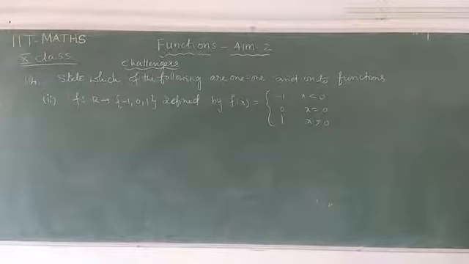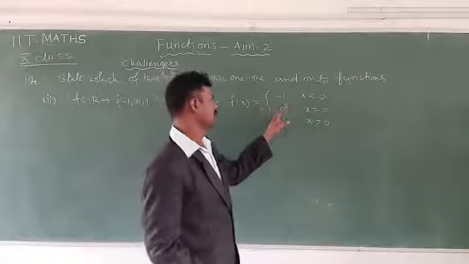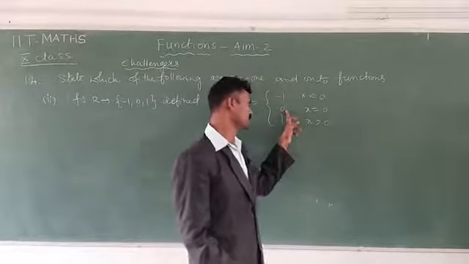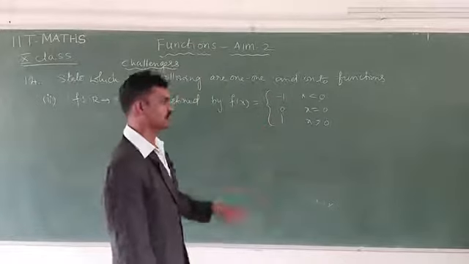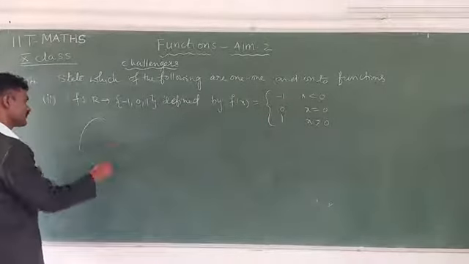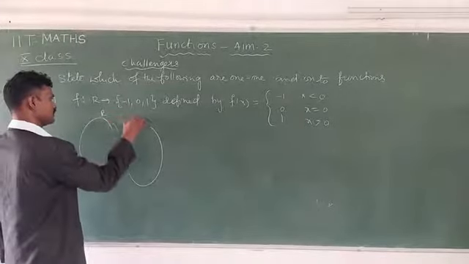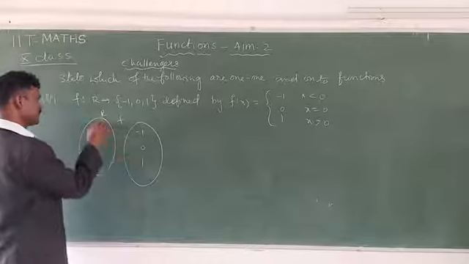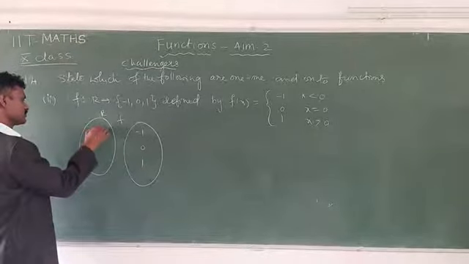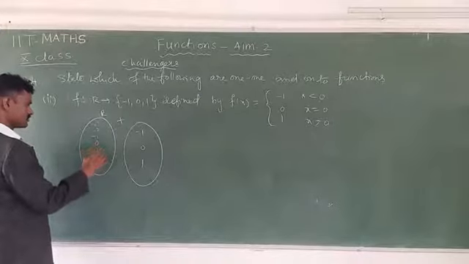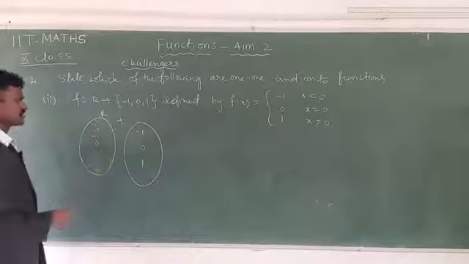Now see here, the second problem. f is a mapping from R to the set of minus 1, 0, 1 defined by f of x equal to minus 1 for x less than 0, 0 for x equal to 0, and 1 for x greater than 0. Now see here, by using a Venn diagram. This is R and this is the set minus 1, 0, 1. In R we have 0, minus 1, minus 2, minus 3 and so on, 1 by 2, 1 by 3, plus 1, 2, 3, fractions and everything.